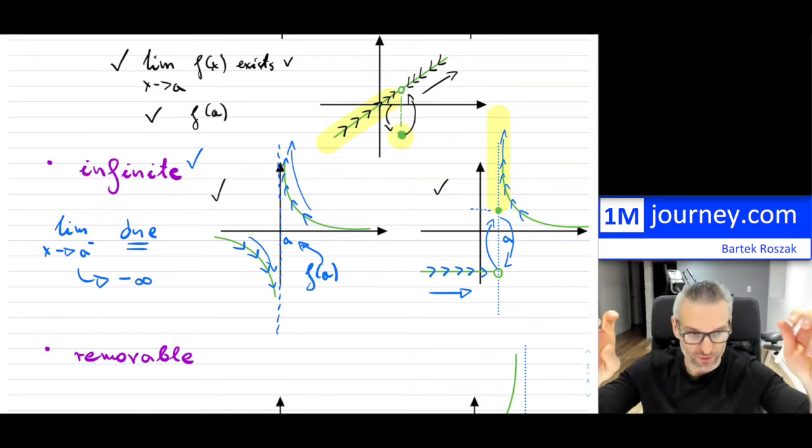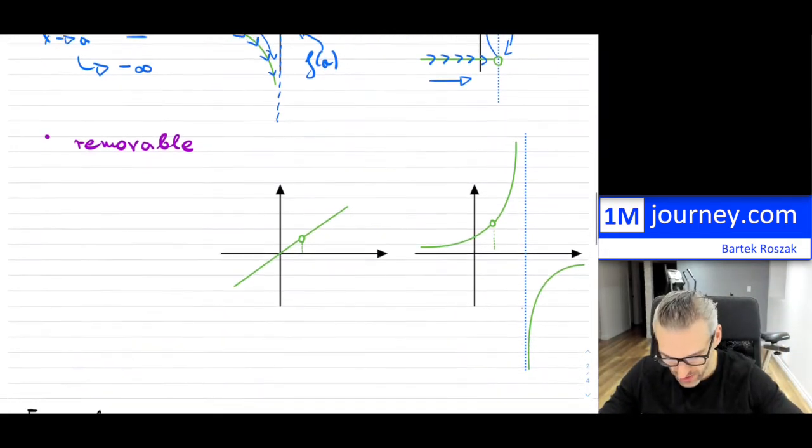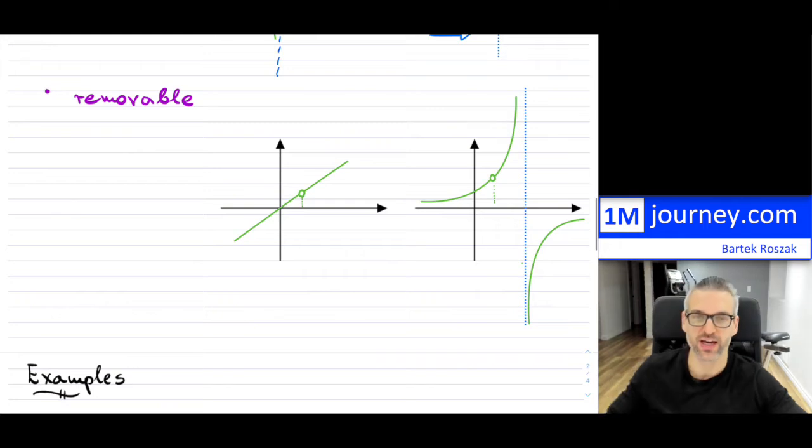And then this, removable, is next. It's the last one. This one's a little tricky, especially when you actually have to solve for it. So I'm showing you these visually so that you can see. Ultimately, we will be talking about some limits in just a moment.